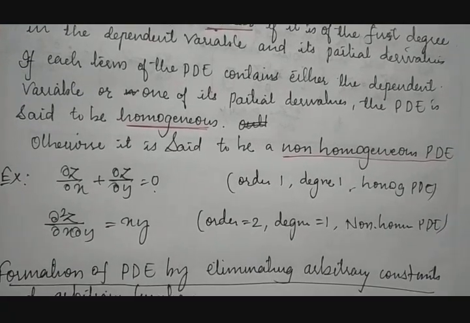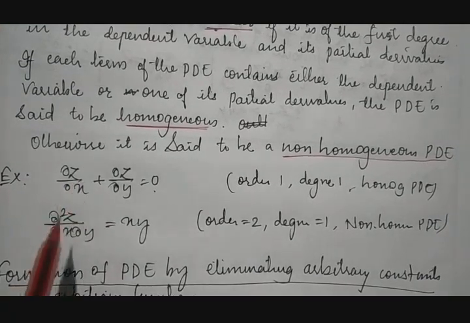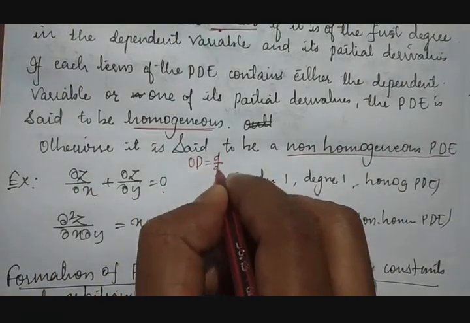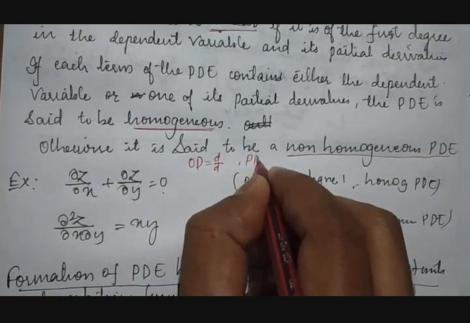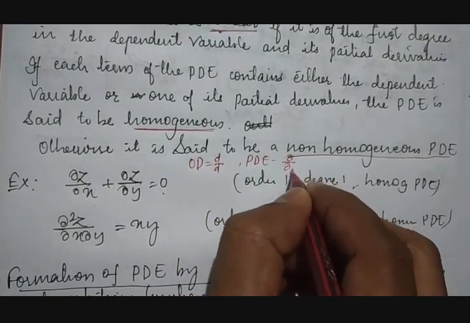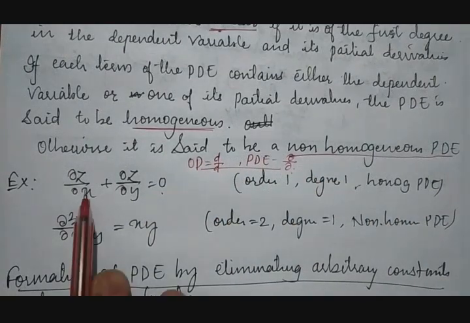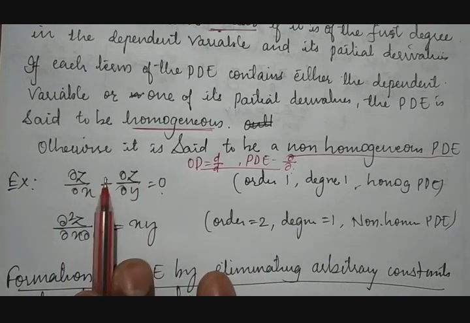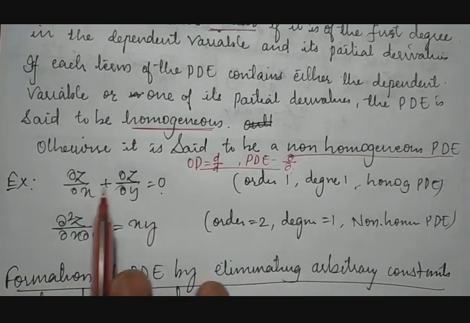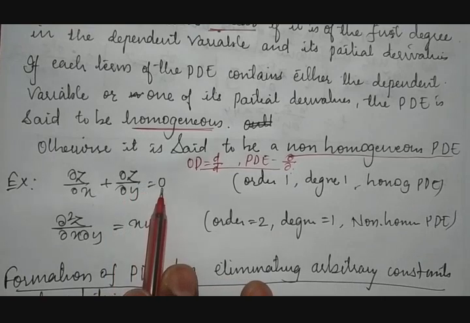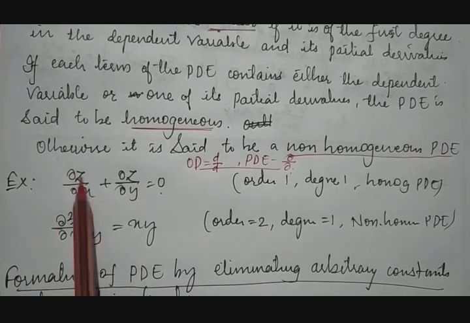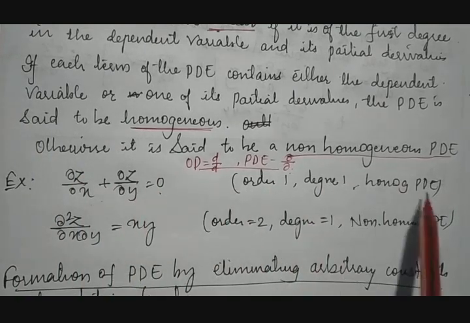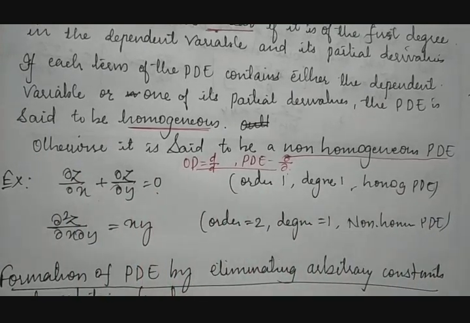Let us see a few things here. Because we all know in ordinary differential equations we use the d by dx concept, whereas in partial differential equations we use the dou by dou x concept. So dou z by dou x plus dou z by dou y, where z is a function of x and y, is a partial differential equation. If this is the equation, we need to observe that the order is 1 and the degree is also 1 here, and it is a homogeneous partial differential equation.